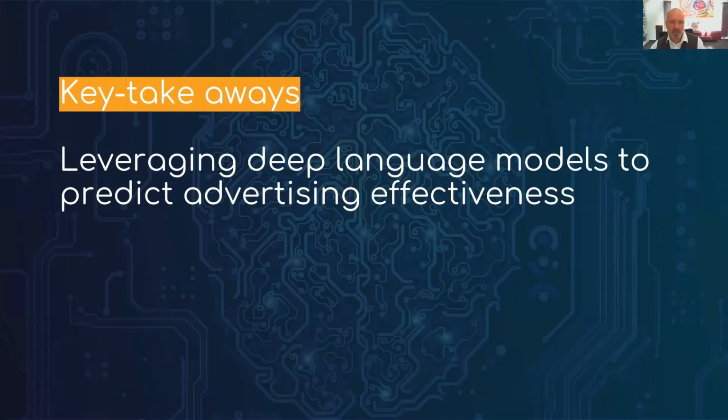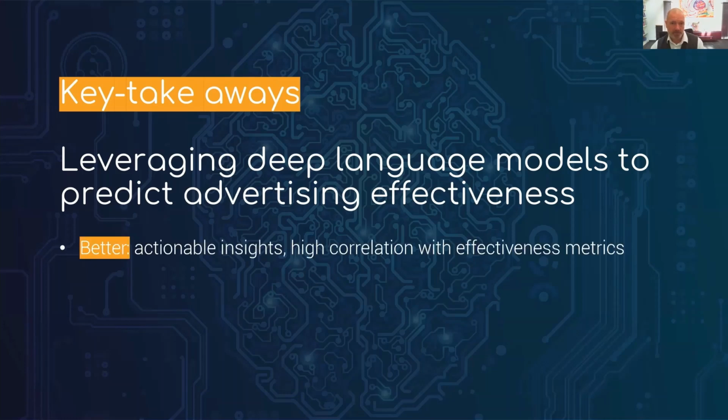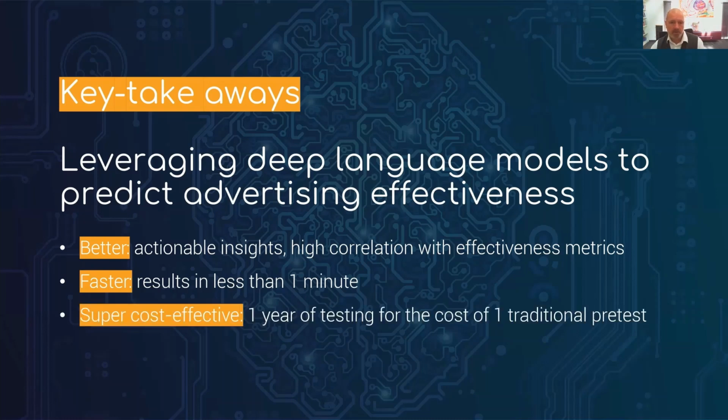So to summarize the key takeaways, what are the benefits as we see them? First, we think the system is better than many alternatives because it provides actionable insights and has good correlations with various effectiveness metrics. Second, it is very fast. It can basically be delivered instantly. And it is also extremely cost effective because one can run 1 full year of unlimited tests with our AI system for the price of 1 traditional pre-test.